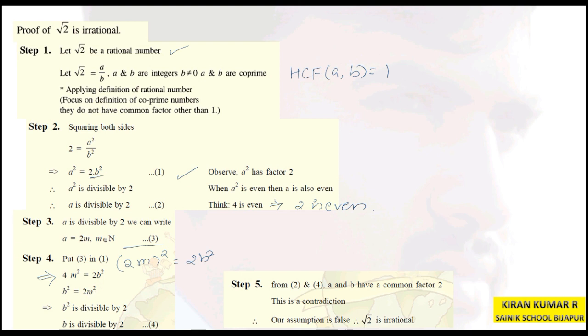Again we have b square divisible by 2. Therefore, b is also divisible by 2. Since a is divisible by 2 and b also is divisible by 2, they have the common factor 2. So the highest common factor is 2, which is not equal to 1. It contradicts our assumption because the highest common factor of a and b must be equal to 1, but we are getting it as 2.